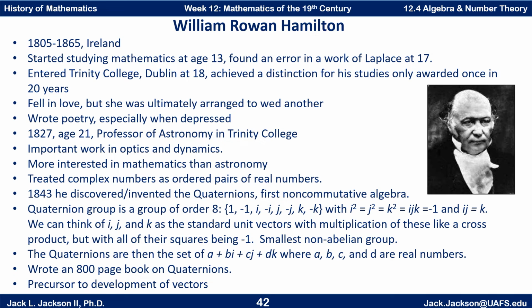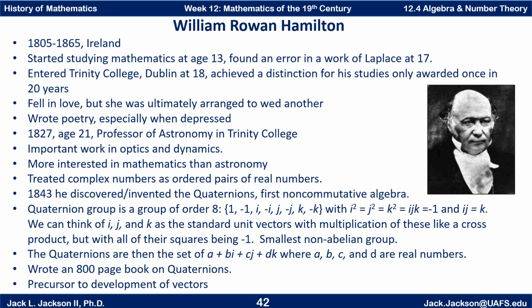He did some important work in optics and dynamics. In fact, probably in some ways his best work was in optics and dynamics, but he was more interested in mathematics than astronomy. And he was trying to work with complex numbers. He treated them as ordered pairs of real numbers, and he was trying to apply some physical phenomena to explain three-dimensional stuff. He was trying to figure out how to do that. And in 1843, he discovered or invented the quaternions, which was the first non-commutative algebra. It's actually a non-commutative division algebra.